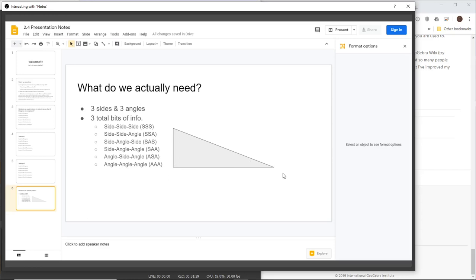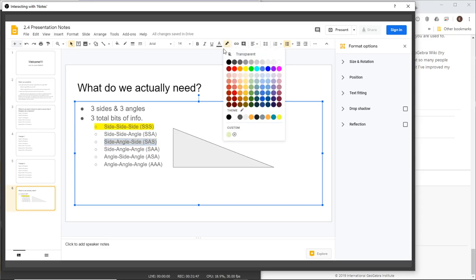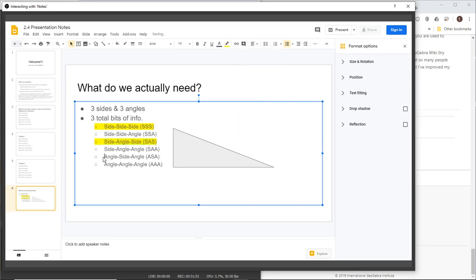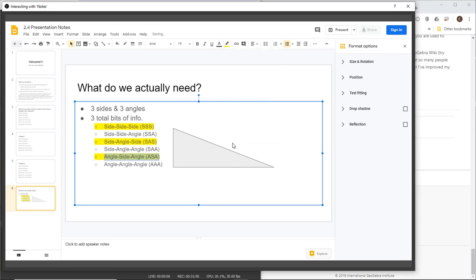In actuality, the three that we really want to pay attention to are side-side-side, which will determine a unique triangle for us. Side-angle-side will determine a unique triangle for us. And angle-side-angle. These are the three that we can use to actually create a triangle without any other information. With the other three, we'll need at least one more bit of information.